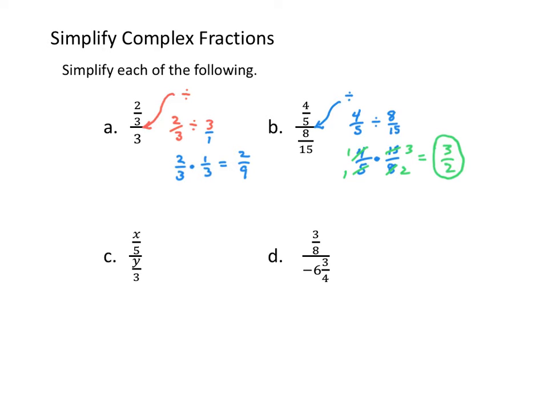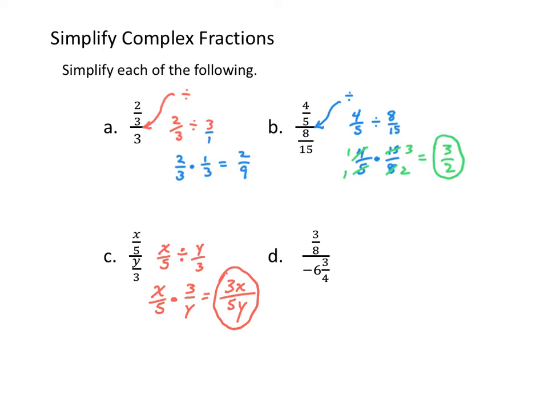All right, now we have variables. Let's do the same thing. So now we have x over 5 divided by y over 3. So this x over 5 stays the same, multiplied by the reciprocal, 3 over y. Nothing reduces. We just multiply straight across. x times 3 is 3x. 5 times y is 5y. 3x over 5y.